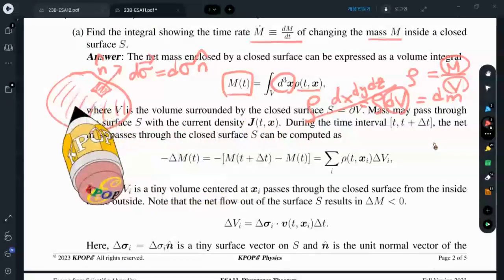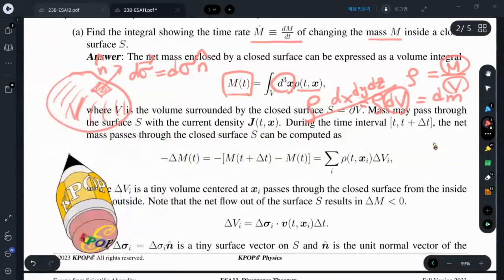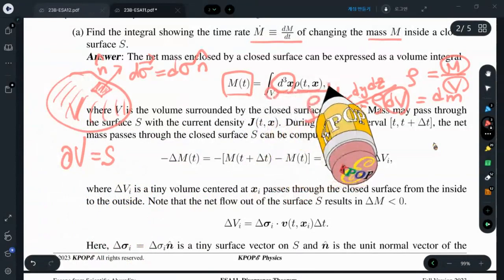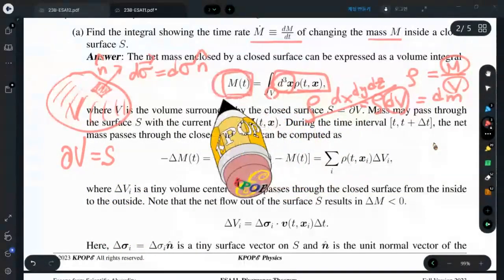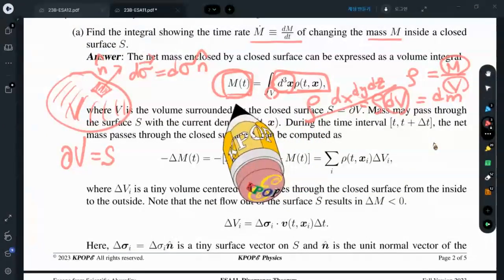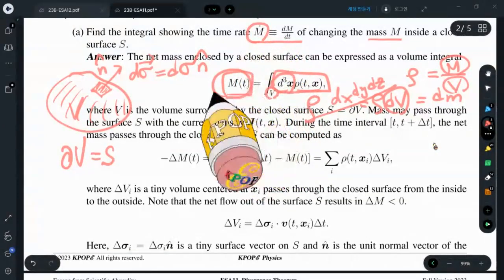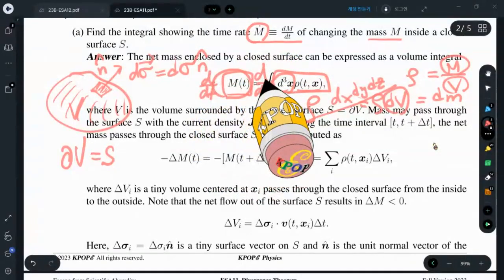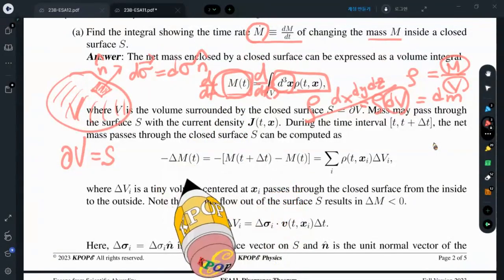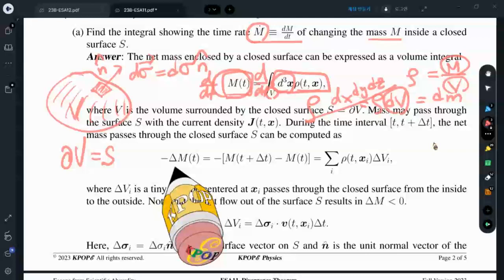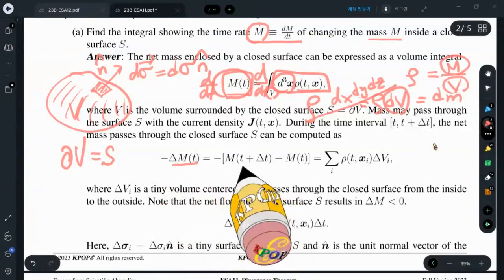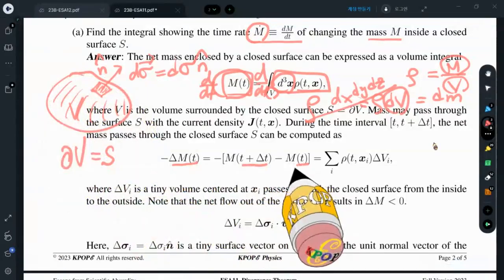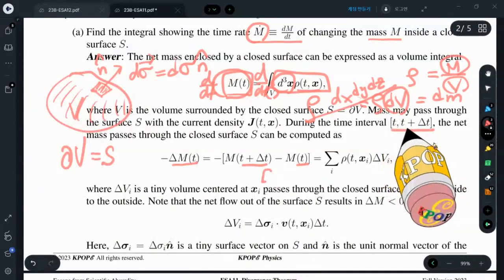So if we integrate over the volume V, whose boundary is this closed surface, then we find the total mass. If I want to compute the time derivative, then I can take the total time derivative operator in here. So why don't we compute delta M? Delta M is the change of mass inside this closed surface during the time interval from t to t plus delta t.